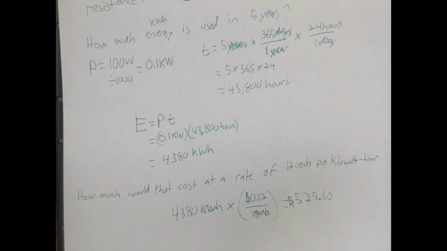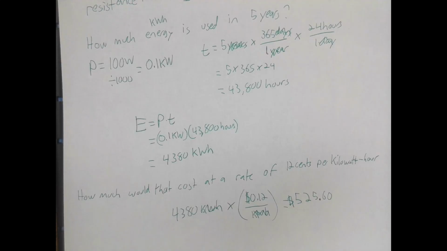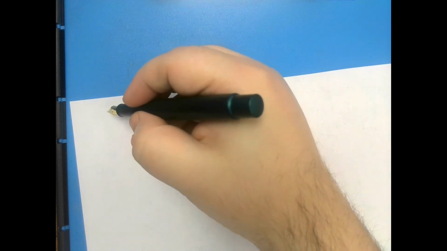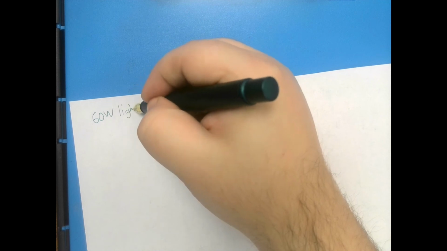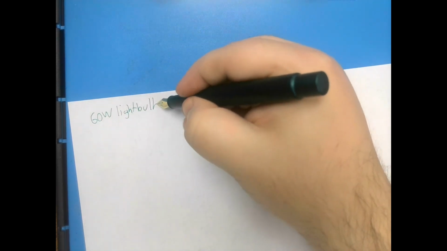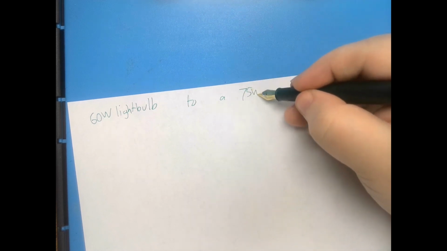Let me look up and see what the other 2 questions were. So let's compare, for example, a 60-watt light bulb to a 75-watt light bulb.